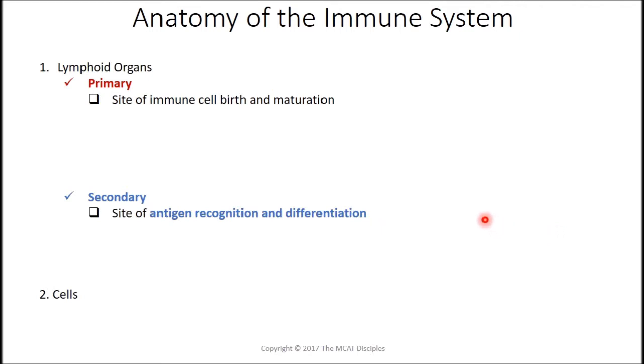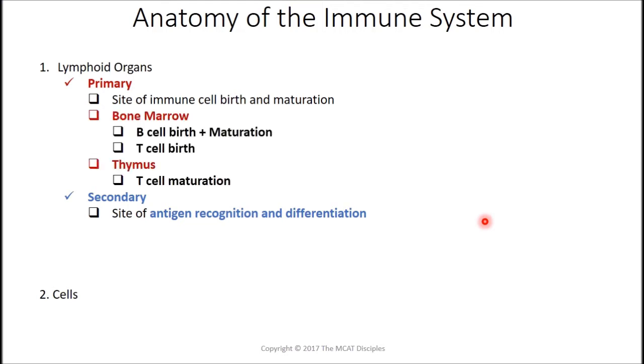In terms of primary lymphoid organs, you're talking about bone marrow and the thymus. The bone marrow is the site of B cell birth and maturation, and also T cell birth. Every single active immune cell is born within bone marrow. Every single innate immune cell is born in bone marrow. Every single red blood cell is born in bone marrow. Everything's born in bone marrow. Every single cell that's found in blood is born in bone marrow. The thymus is the site of T cell maturation, okay? And you remember that TT.